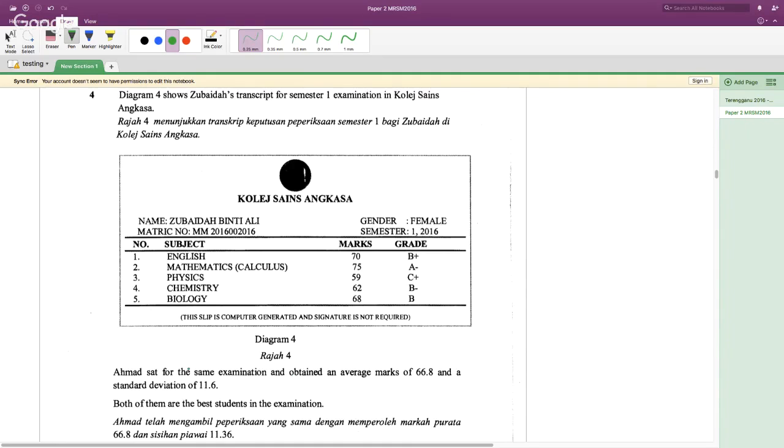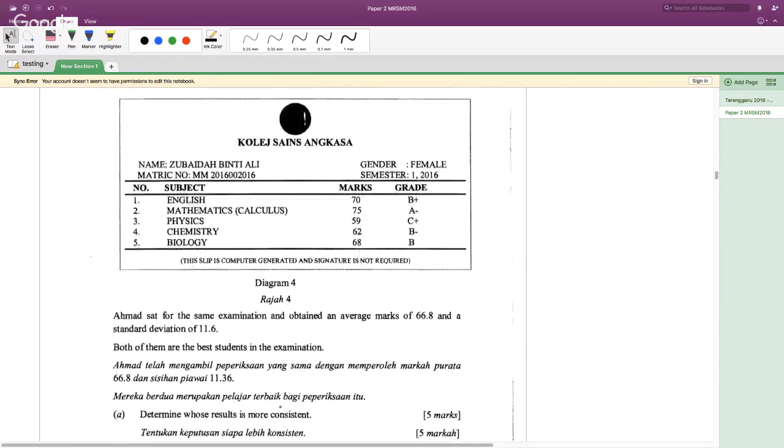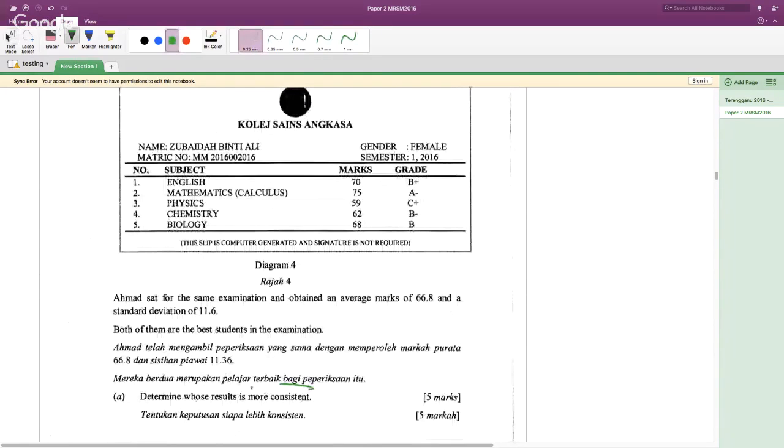Ahmad sat for the same exam and obtained an average mark of 66.8 and a standard deviation of 11.6. Both of them are the best students in the examination. So determine whose result is more consistent. You want to know which result is more consistent. That means they must get a lower standard deviation. If the standard deviation is lower, their result is more consistent and more reliable.